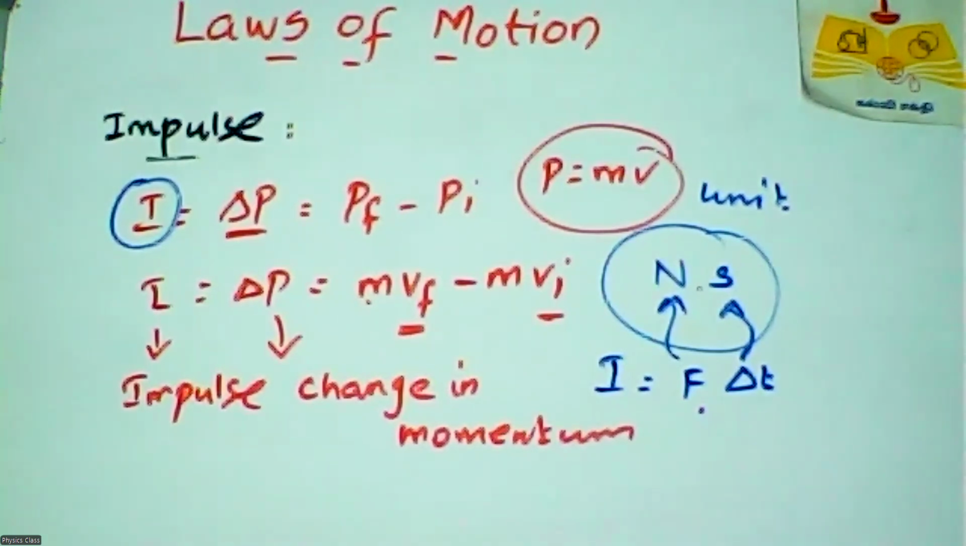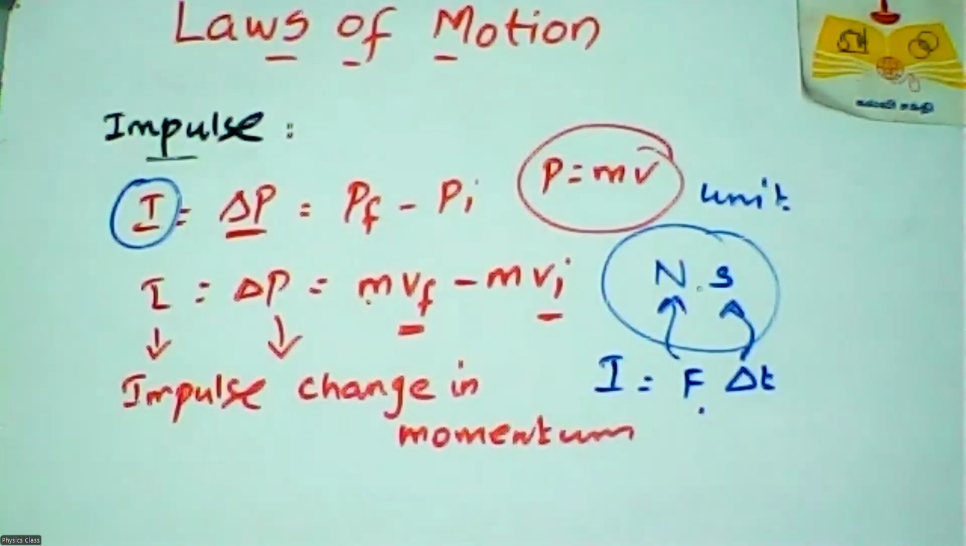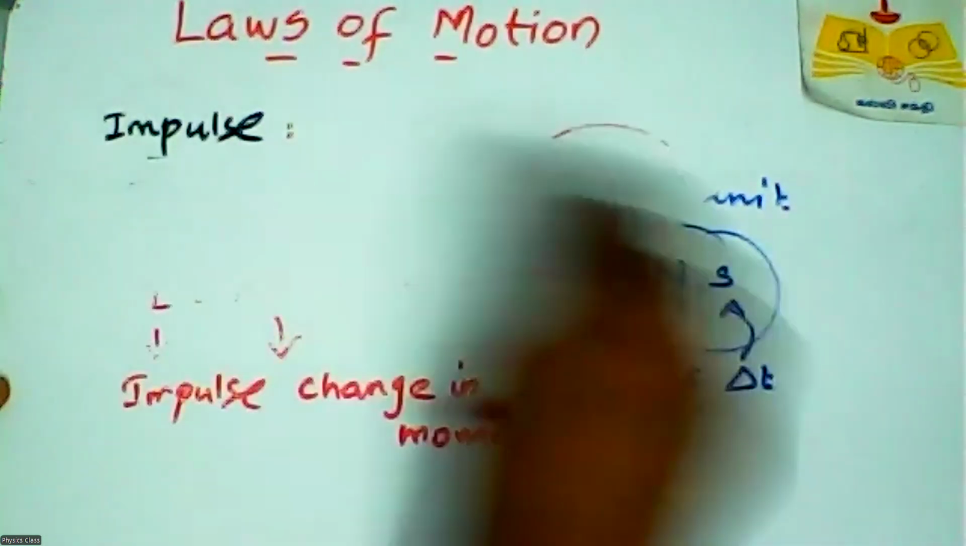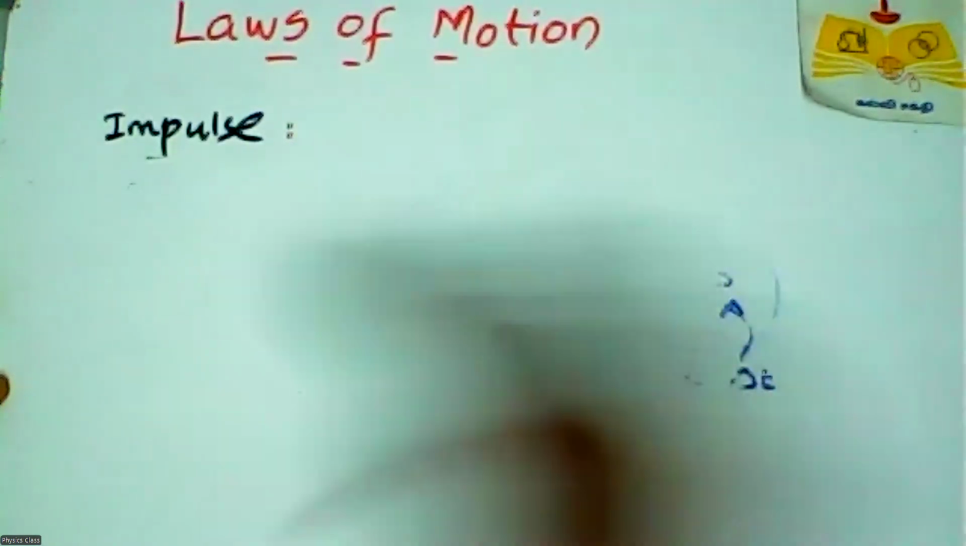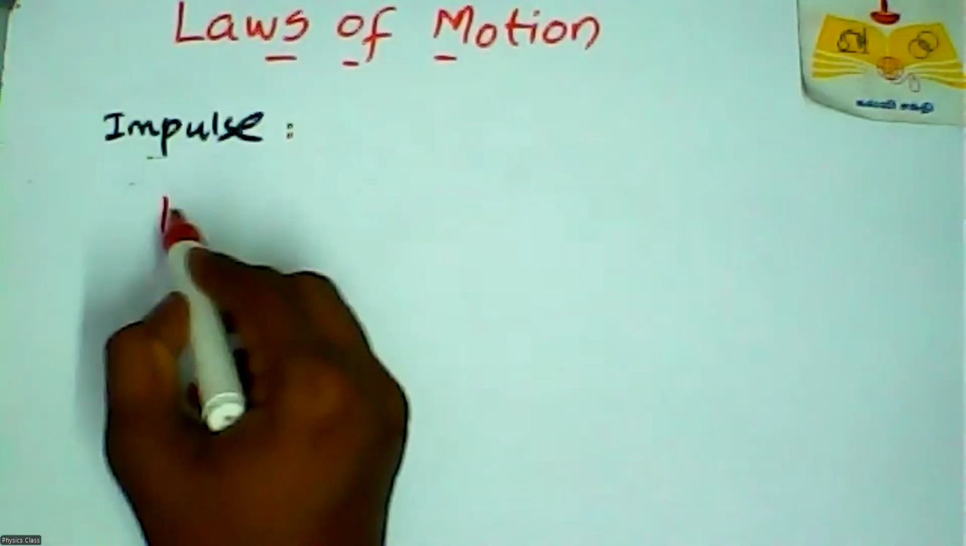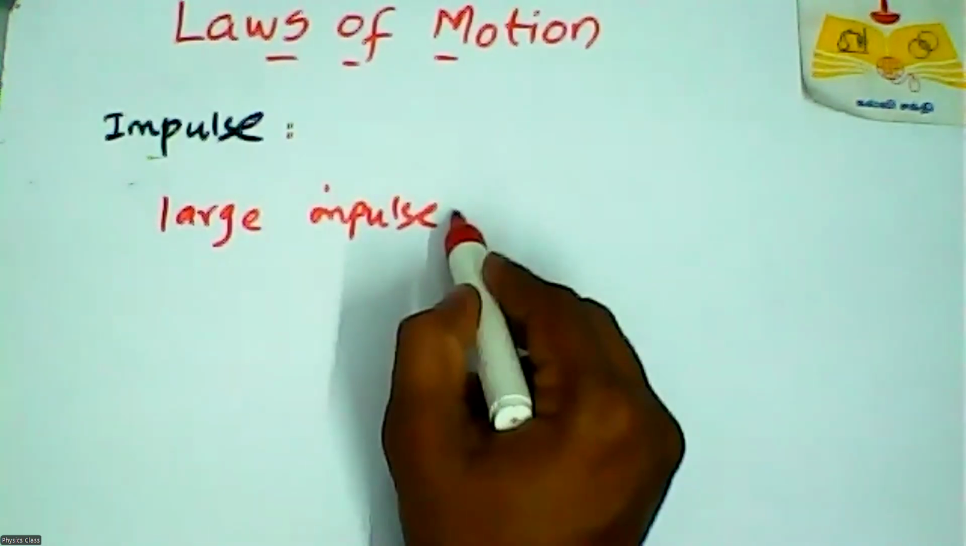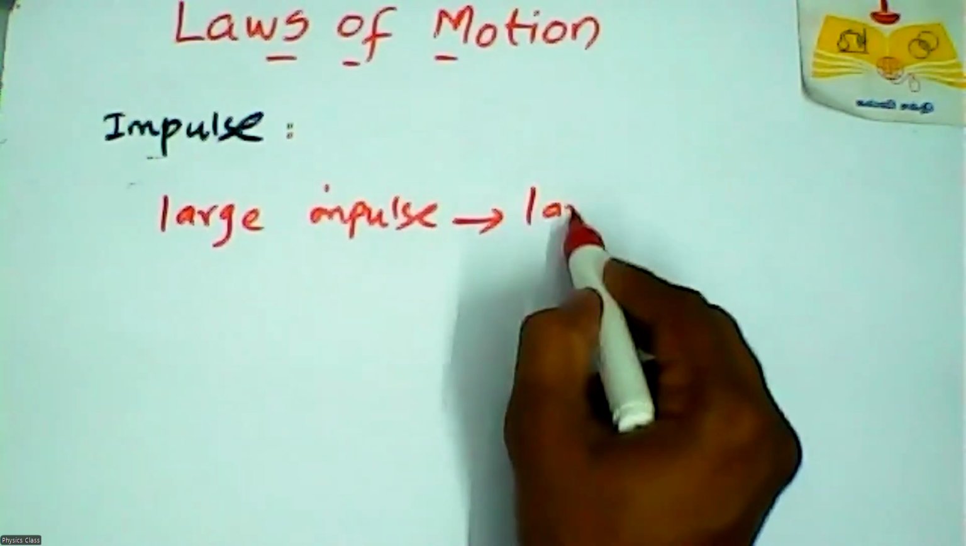Sir, what is the relationship between impulse and momentum? Already I told you. Change in momentum gives impulse. That means you can say that a large impulse will cause a large change in momentum.